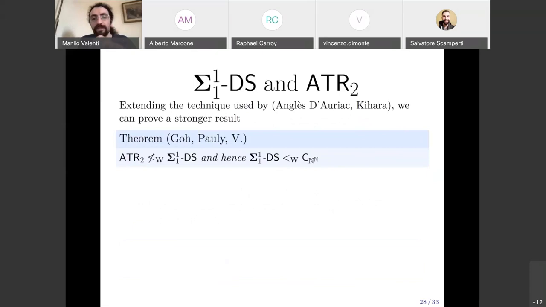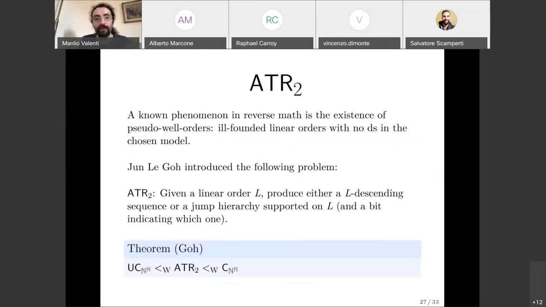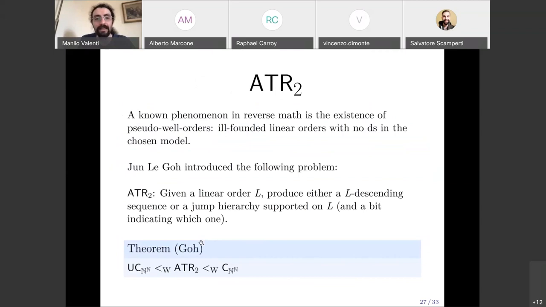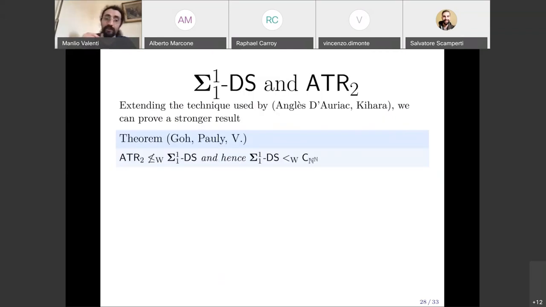The reason why we are interested in ATR2 here, and before in Sigma^1_1-choice, rests on the technique Goh, Arno, and Chiara used to separate these two problems. Extending this technique, we managed to prove a stronger result, namely, that not even Sigma^1_1-DS is able to compute ATR2. This in particular implies that Sigma^1_1-DS does not reach the level of C_Baire, and also provides an alternative answer to the question raised by Alberto, Arno, and Takayuki.